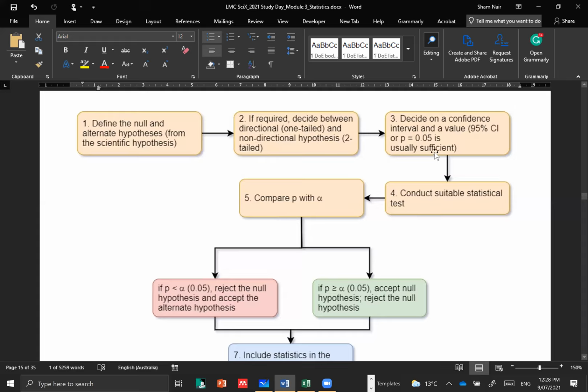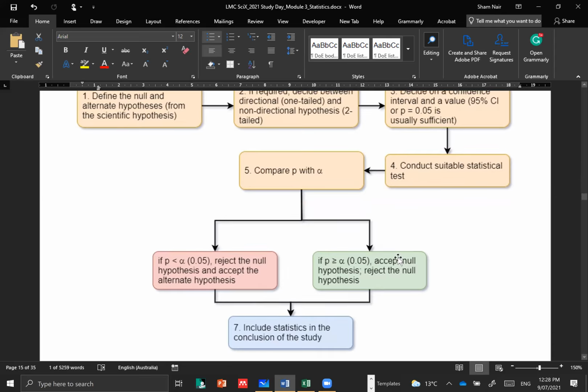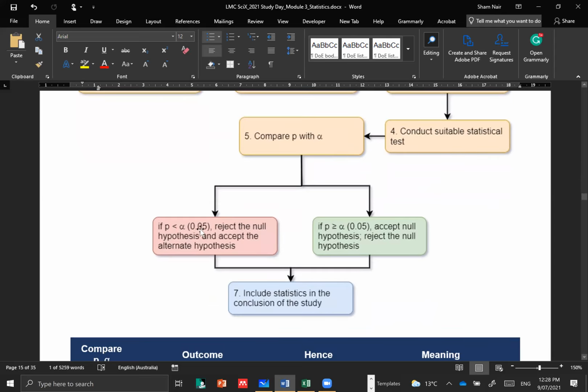The alpha, remember, is 0.05. That's what we normally set it at. So compare whatever the test result says, the p-value, with the alpha value. And then you have to make a decision. If p is less than 0.05, we reject the null hypothesis. So we say that the null hypothesis is not supported, and we will then accept the scientific hypothesis.